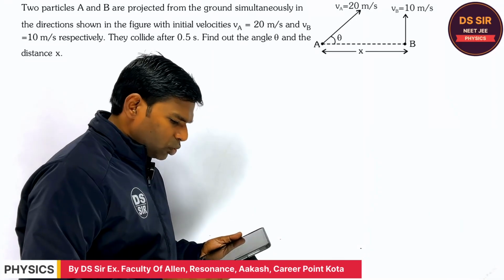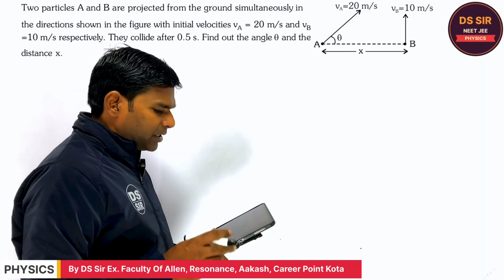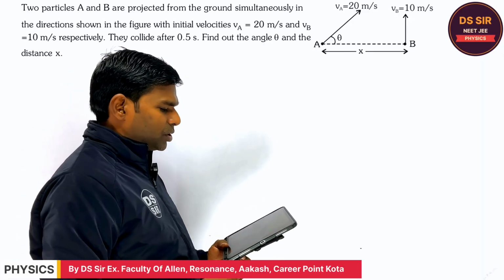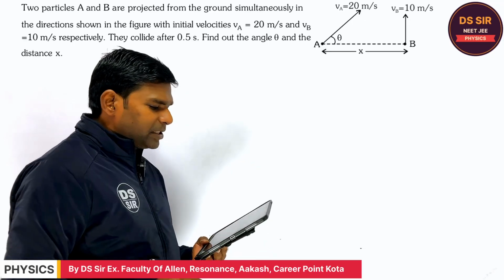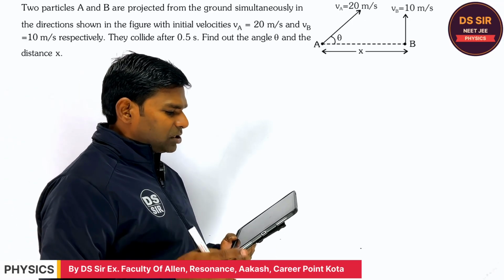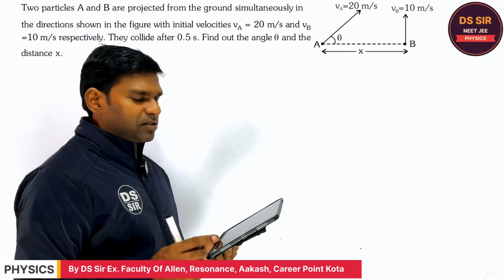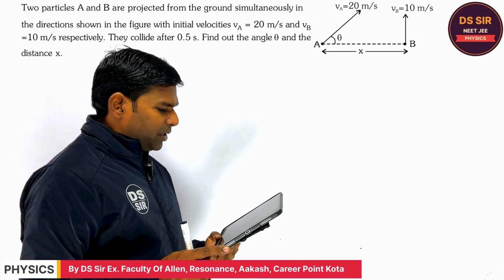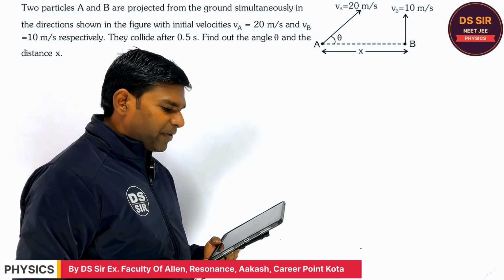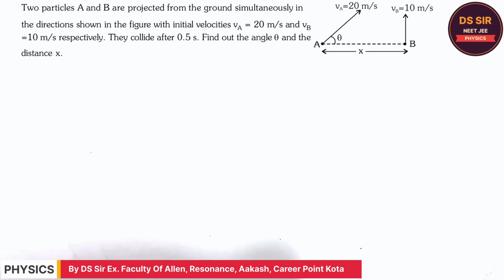So this is the next question, and this is a question of relative motion in a plane. This is a very important and easy question. Let's see. Two particles A and B are projected from the ground simultaneously. The direction is shown in the figure. The velocity of A is 20 meters per second and B is vertically upward, 10 meters per second. They collide after 0.5 second. You have to find the angle theta and the distance x, right?